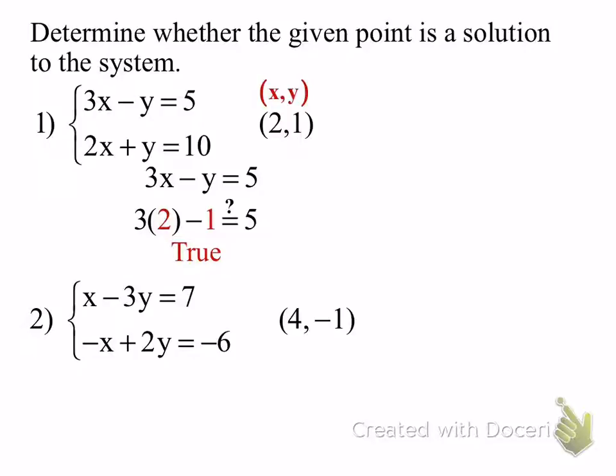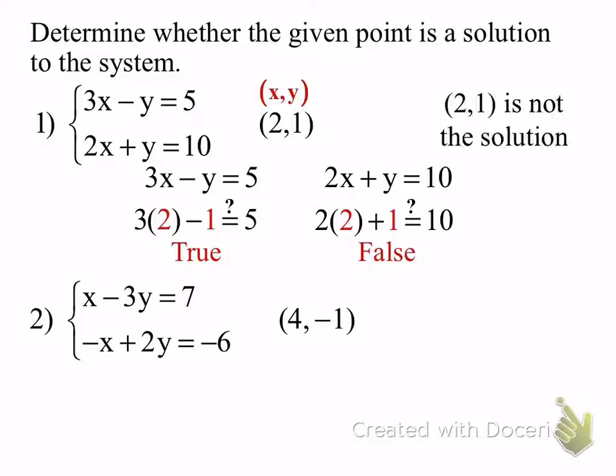Now we have to see if it's a true statement here. 2 times 2 plus 1, does that equal 10? So we say this is false. But I'm not done answering it, because what does it ask me to do, Jake? Oh, it asks you to determine whether the given point is a solution to the system. Is it a solution to the system? No, because one of them is false. Because one of them is false, it is not a solution. So we say, no, it is not a solution to the system. Okay? 2, 1 is not a solution to the system.